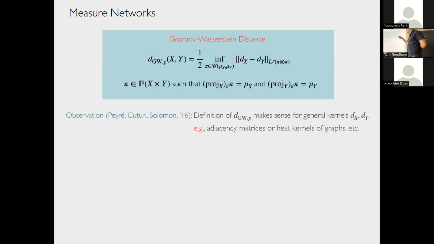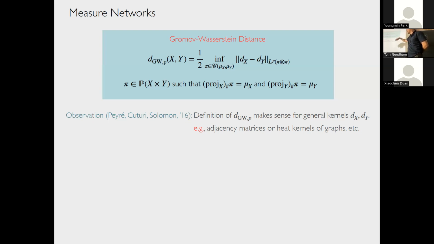So that's an observation that, I'm sure somebody observed this before, but I'll attribute it to Peyré, Cuturi, and Solomon, who have this paper coming from a machine learning perspective, and they really spelled this out: that these can be arbitrary kernels and this still makes sense, and that's actually useful. I attribute it here because this really popularized this framework in the machine learning community.